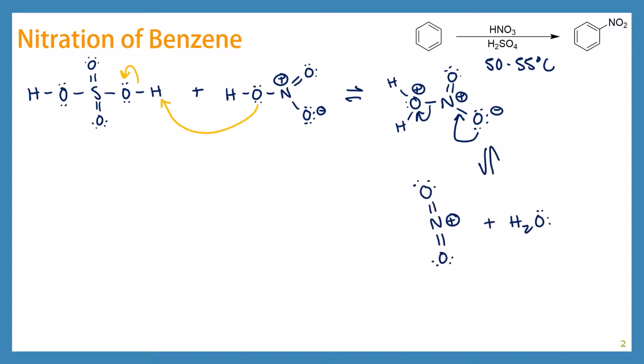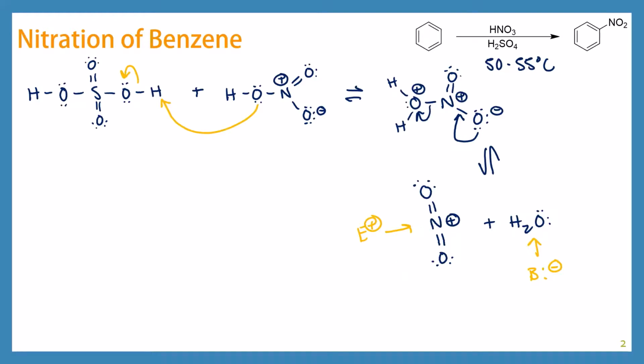And this gives us our electrophile and the identity of our base that is going to deprotonate our carbocation intermediate later. So when you introduce benzene to this, benzene is going to attack this nitrogen atom and push electrons back up onto the oxygen so that you get the structure of your nitro group.